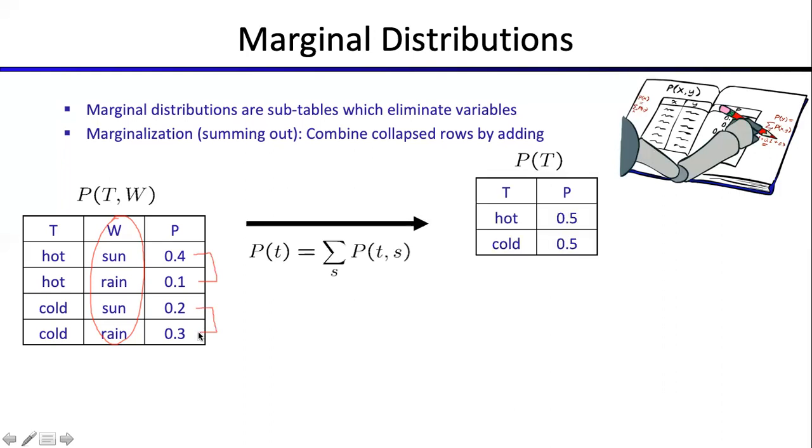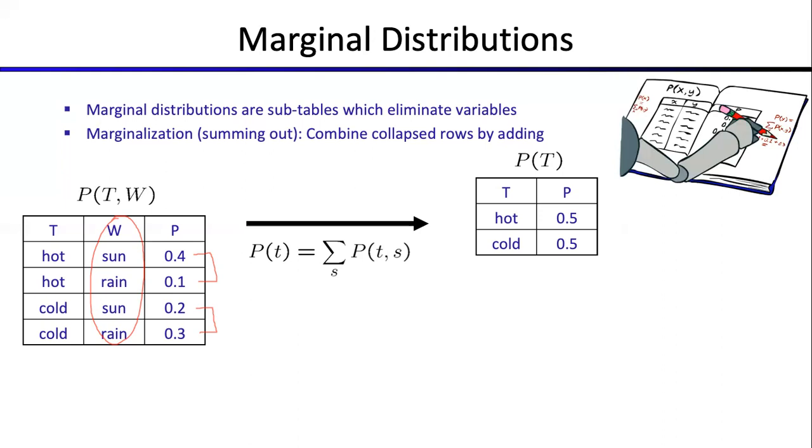probability of temperature. So from joint distribution I have been able to marginalize w, right, by summing up all the rows for a specific value of temperature. And similarly, I can eliminate t from here. And that means that I can marginalize t from here.